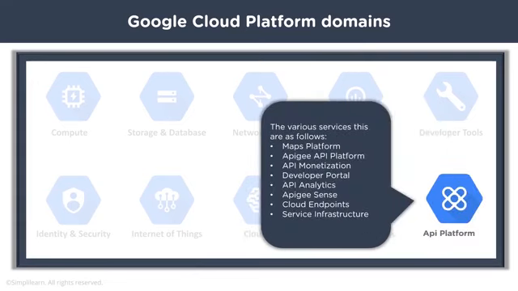If you are interested in services related to the API platform, there are different services under this category or domain. You have Maps Platform, Apigee API platform, monetization, developer portal, API analytics, Apigee Sense, Cloud Endpoints, and Service Infrastructure. So these are some of the listings of services under each cloud platform domain.